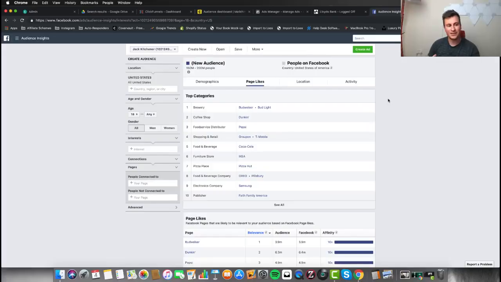Here we are then, guys, inside my Ad Manager account, inside the Audience Insights tool. If you've never seen this before or used it before, then I thoroughly recommend you watch some more videos on it, do some research into it, start playing around with it and actually get to know how it works, because the amount of information it gives you is really, really valuable.